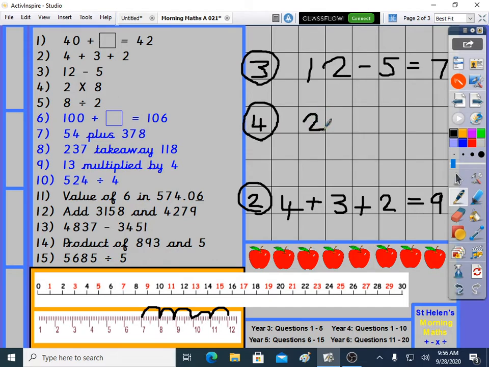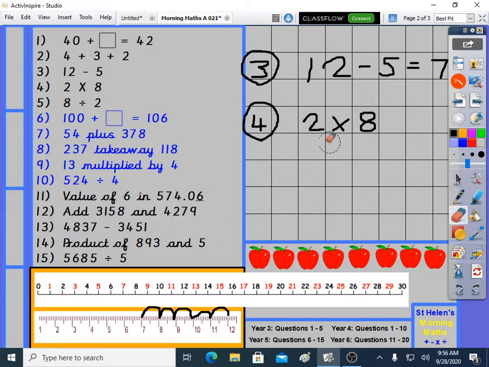Question 4 is 2 times 8. 2 lots of 8. It's when I've got 2, but I haven't just got it once, I've got it 8 times. I could sing my 2s up to 8 fingers. It's 2, it's 4, it's 6, and then it's 8, and then it's 10, it's 12, 14, 16. I counted up to 16. And I had 8 fingers when I got to 16, so I knew that I'd got to the right place. 2 times 8 equals 16.